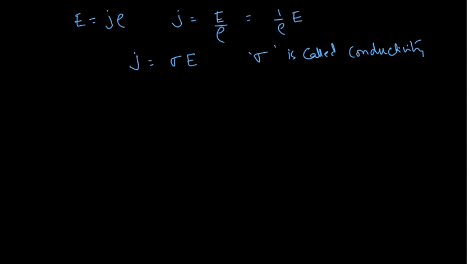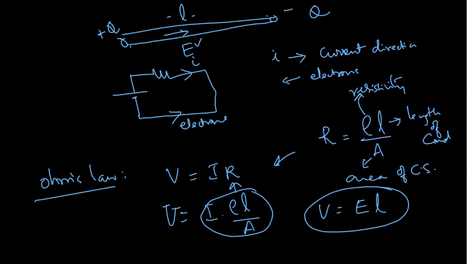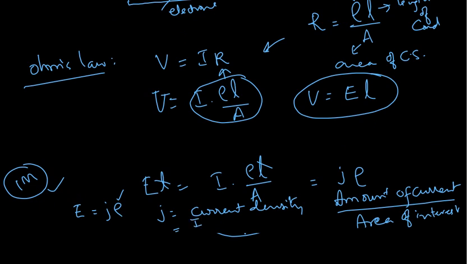Can I repeat that? Oh, this one. This is Ohm's law. I and A, that's what is J. Okay, I understand your question. So this J is nothing but I divided by A. That's what I wrote here: amount of current divided by the area of interest. I by A is the current density.